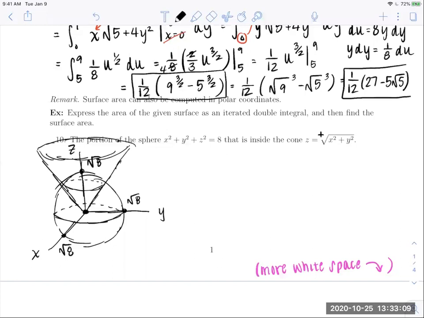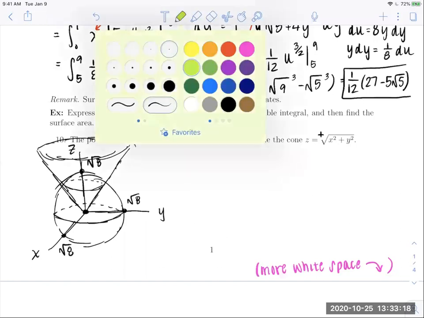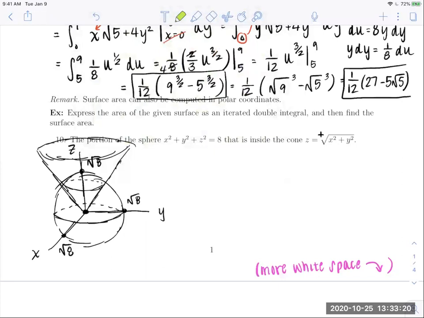All right, but let me highlight what we're working with. We want to find the surface area of the portion of the sphere inside the cone. So let me grab a bright color here. We're looking for the surface area of this polar cap at like the North Pole of the sphere. All right, so we can see that.